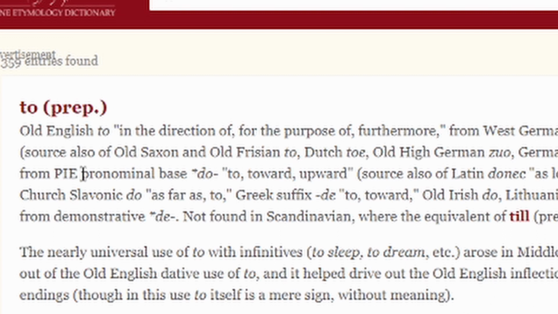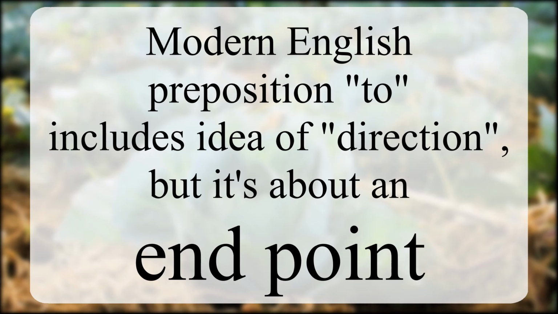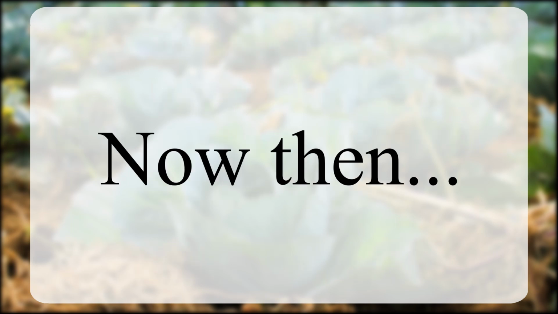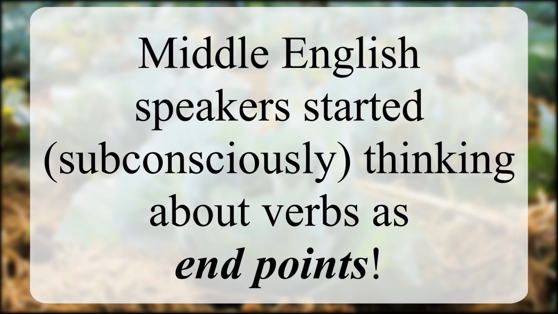First, it's important to know that one of the meanings of the Old English preposition to was in the direction of. Also, remember that the modern English preposition to includes the idea of in the direction of, but the preposition to is about the end point, not the direction. Now, to answer the question, why did this change happen? Well, for some reason, Middle English speakers started thinking about verbs as end points.